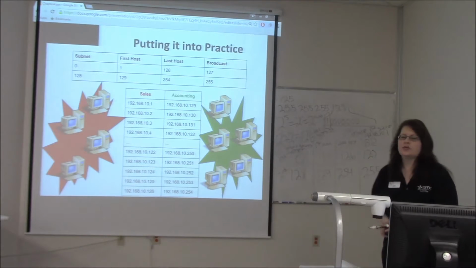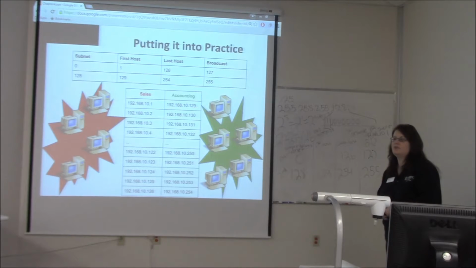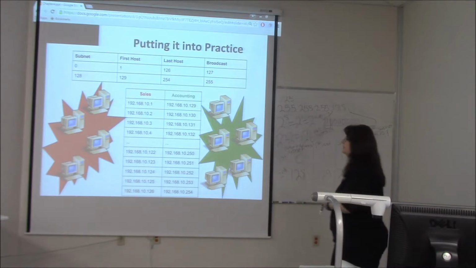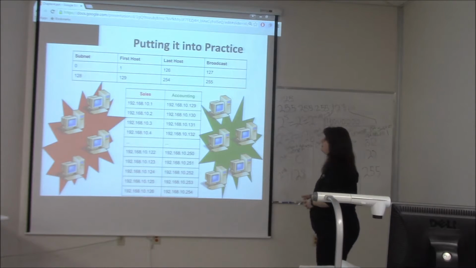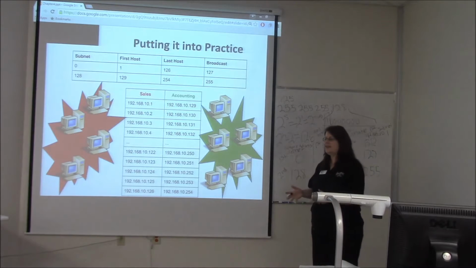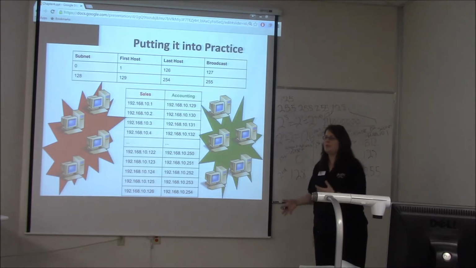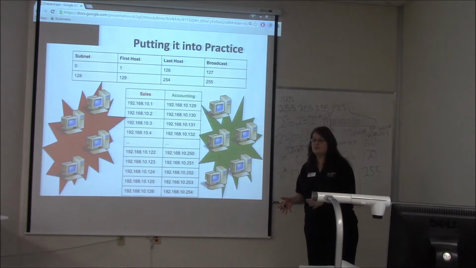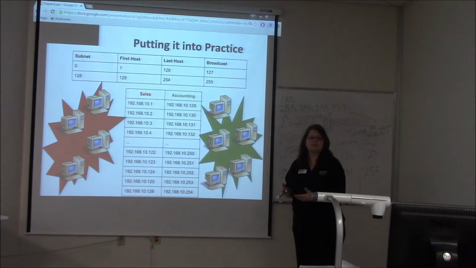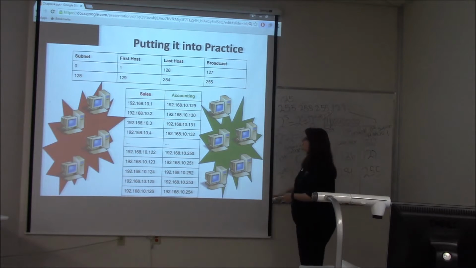Okay, so if we were to put this into practice in the real world. In this case, we've got a business and we needed to separate the salespeople from the accounting people. Because the accounting people have access to payroll and stuff. It's really important that they be able to do their job so other people can get paid, right? So any tax stuff that needs to be done can be done.